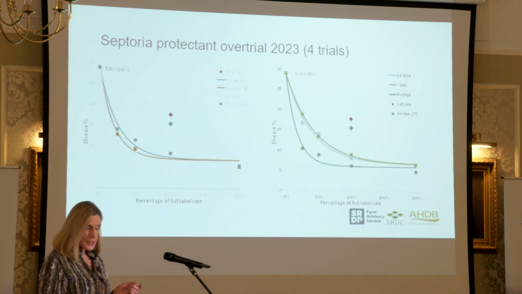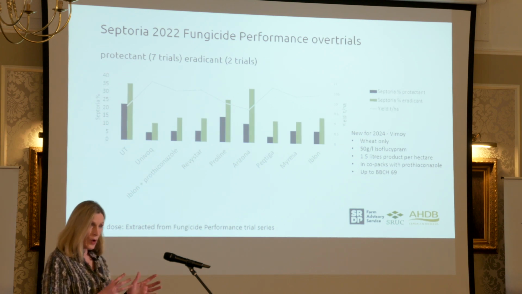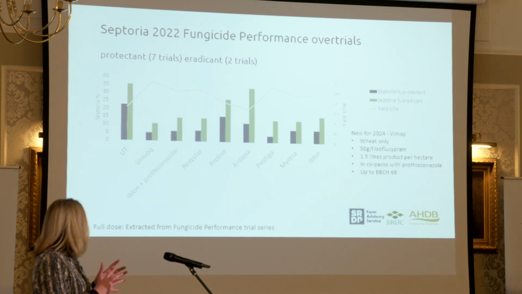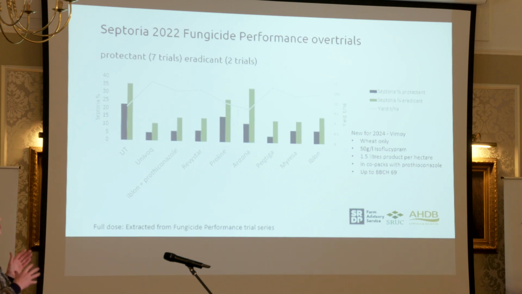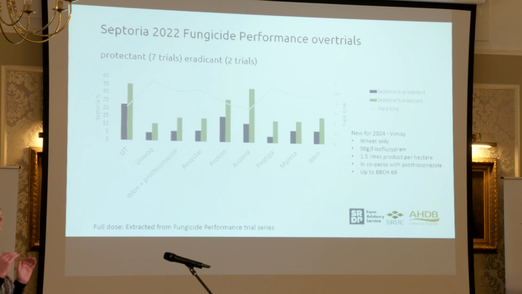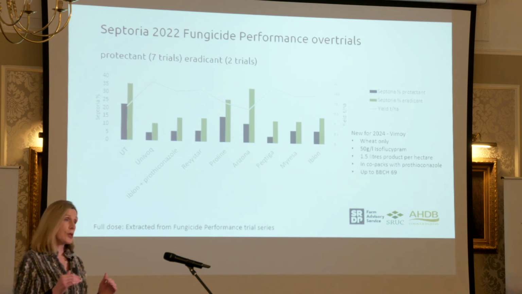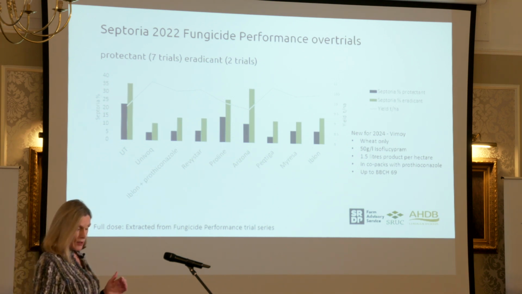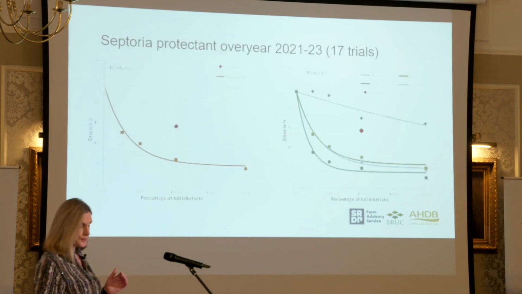Now, it will be marketed with a prothioconazole as a mixture, so that what I've pulled out here, the ratio changed during the trial series, which I'm not presenting the mixture data for Vimoy. But you see here just the straight data pulled out from 2022, the full dose data. So you can see Iblon, which is Vimoy, with prothioconazole there, and you see it straight at the end of the chart there. So it's looking very comparable to some of your other best products for Septoria. So that's an encouraging position to be in.